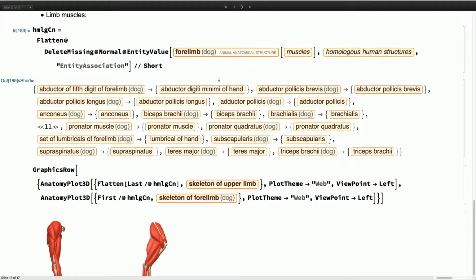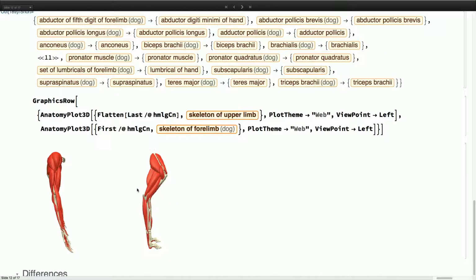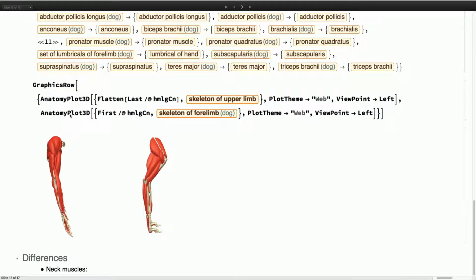And here we compare the limb muscles. First we retrieved muscles of the forelimb, and then pass that information to get the homologous human structures. And this is the list. And we can visualize the comparable homologous muscles of humans and dogs here. And you can see that there are a lot of homologous muscles between the two.